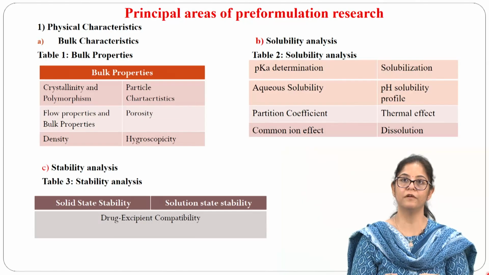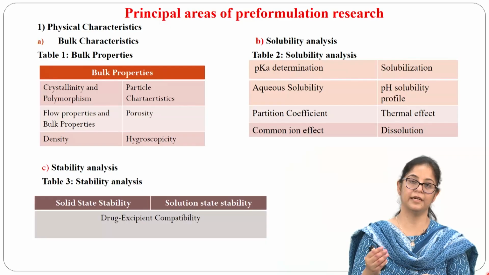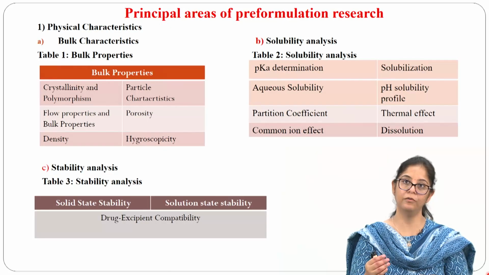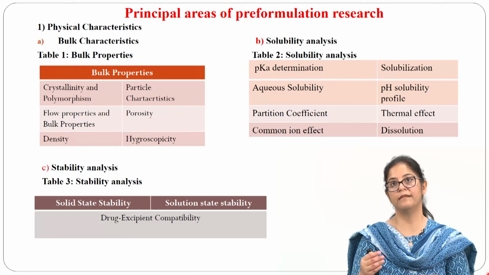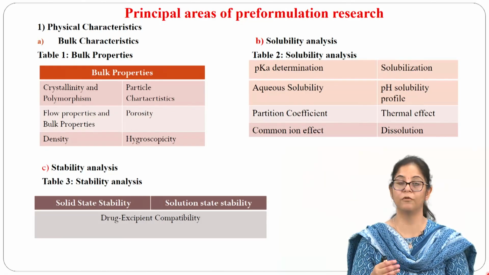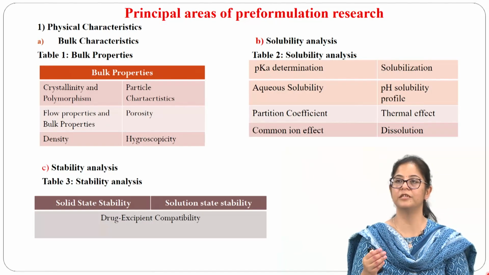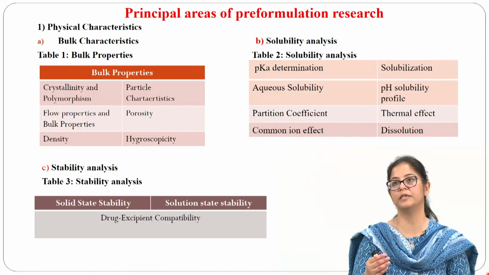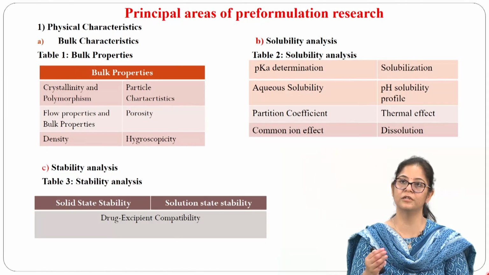Now, the first of these is the bulk properties: the particle characteristics like shape, size, flow properties, and bulk properties, then porosity, density, hygroscopicity, crystalline polymorphism. Then in the solubility analysis: pKa determination, solubilization, aqueous solubility, pH dependent solubility, partition coefficient, thermal effect, common ion effect and dissolution.